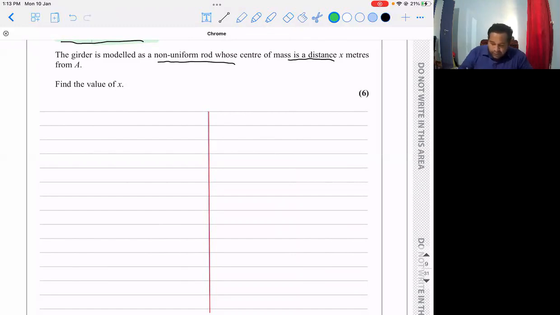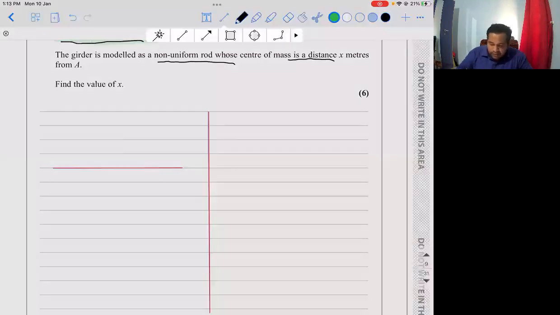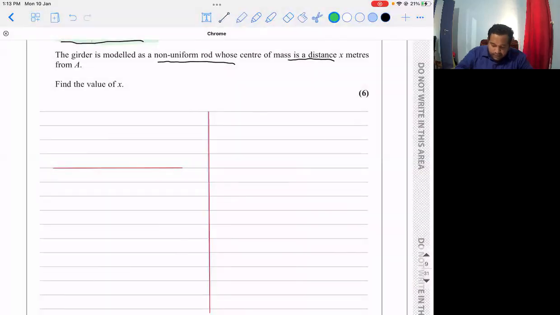So this is my girder and we have two supports. These two supports will give a support reaction. This is A and this is B. This is C and this is D. So definitely a support reaction RC, and there is a support reaction RD over here.